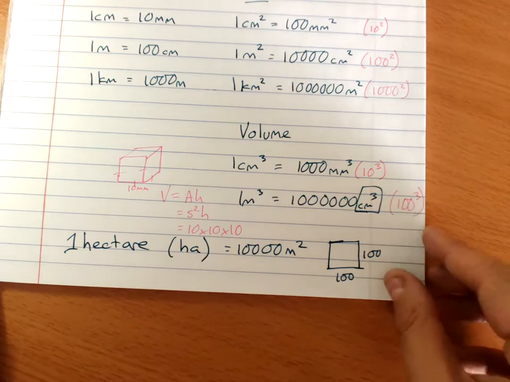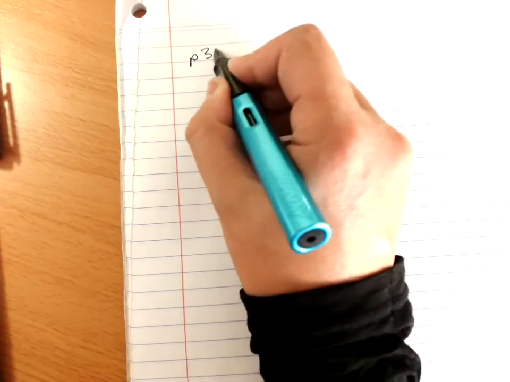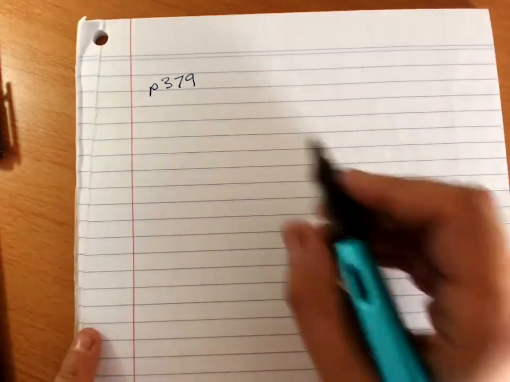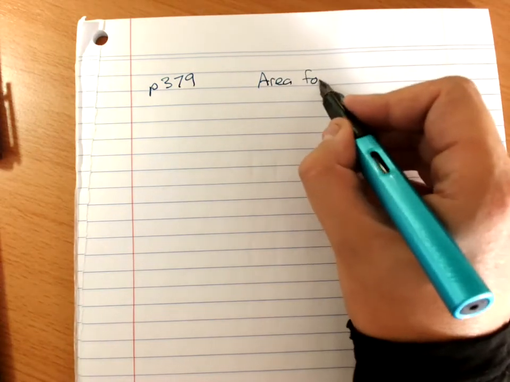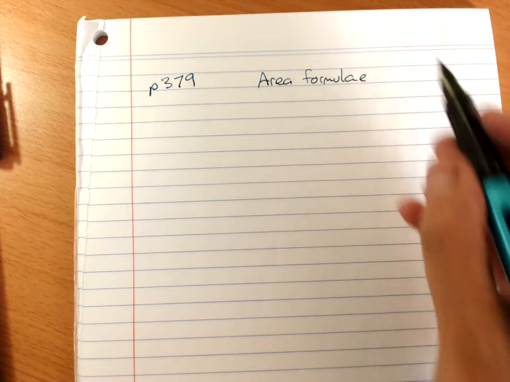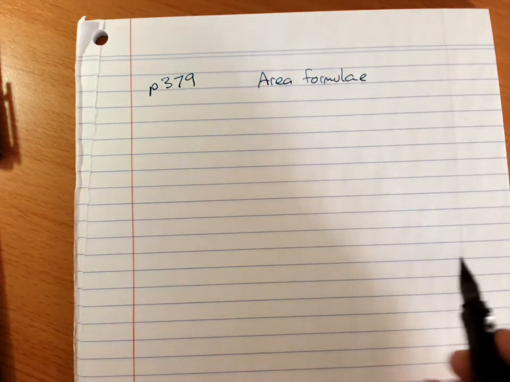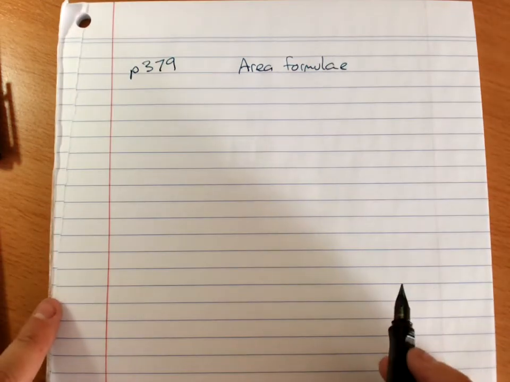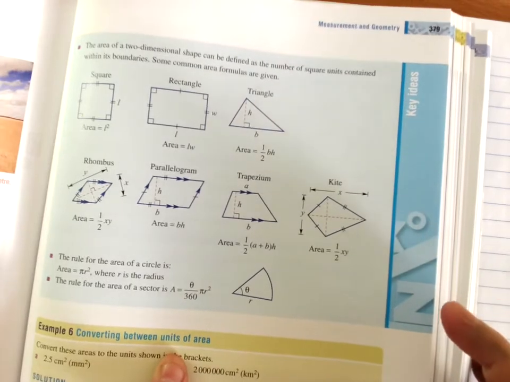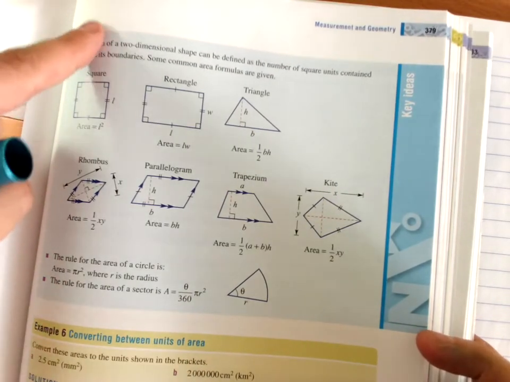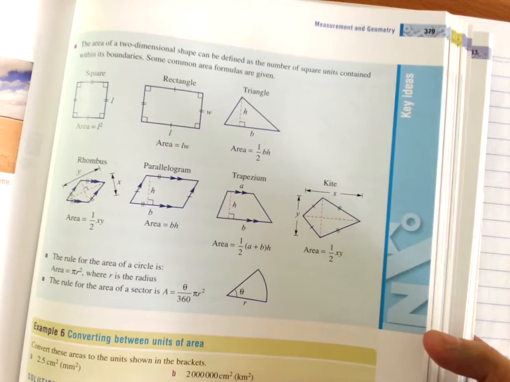All right. So, our area formulae, could you be on page 379 of your textbook? I'm still recording this, so can we get a move on? Okay. Shh. For those of you who are wondering, all I'm doing is looking at these formulae.